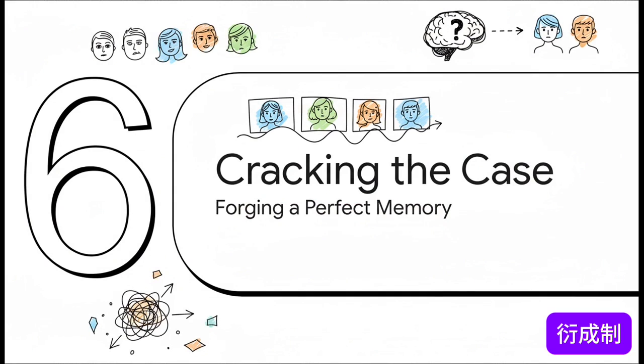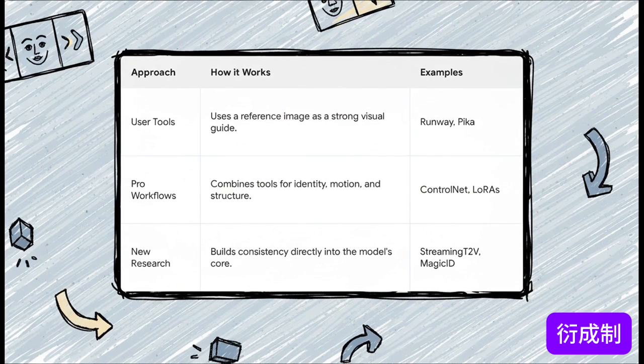So, now that we've laid out all the clues and we know who the culprits are, the big question is, can we crack this case? And the answer is absolutely. Developers are working on a whole bunch of solutions to finally give AI the perfect memory it needs. So how are we fixing this? Well, the solutions basically fall into three camps.